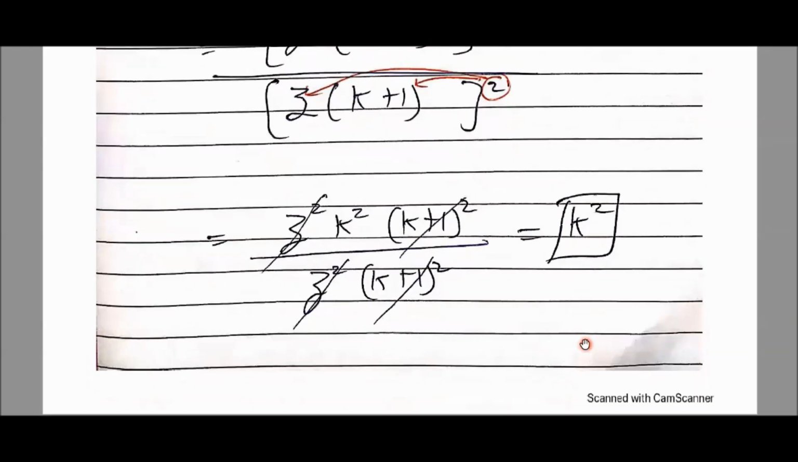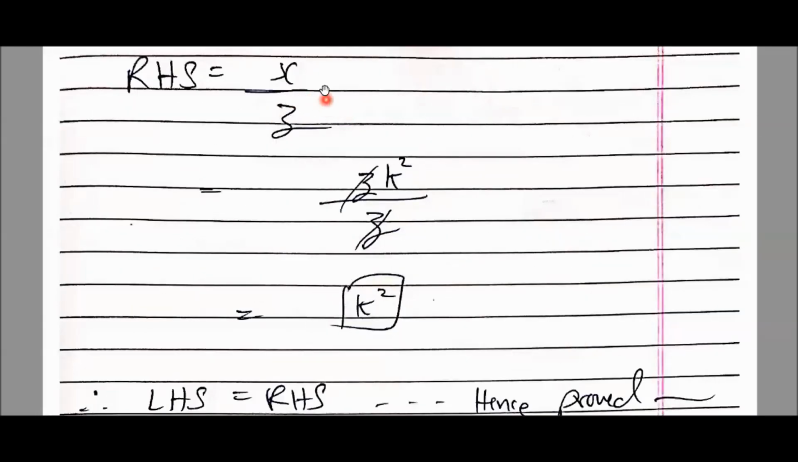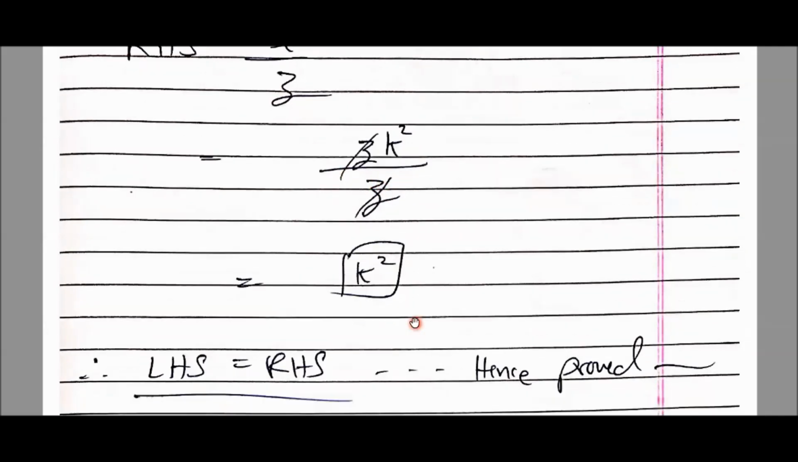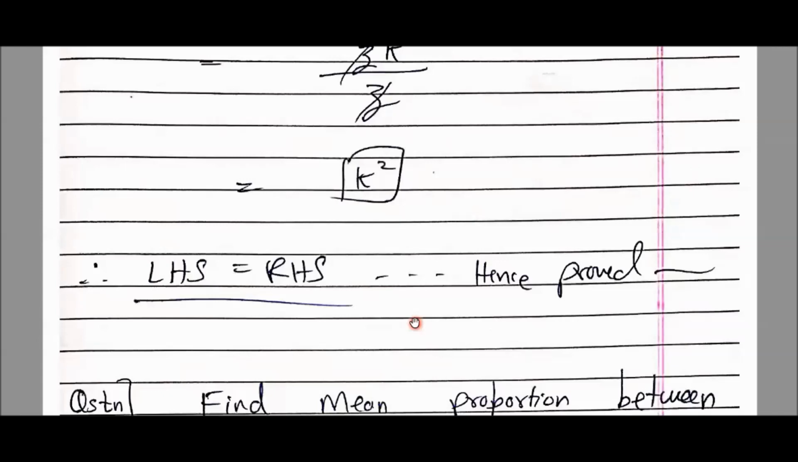Now we need to find right hand side. Right hand side is very simple, x upon z. At the place of x, I'll substitute the value of x, which is zk square. Z ka value nahi hai, so I'll keep z only. Z cancels. I have k square. So left hand side is equal to right hand side. Hence proved.